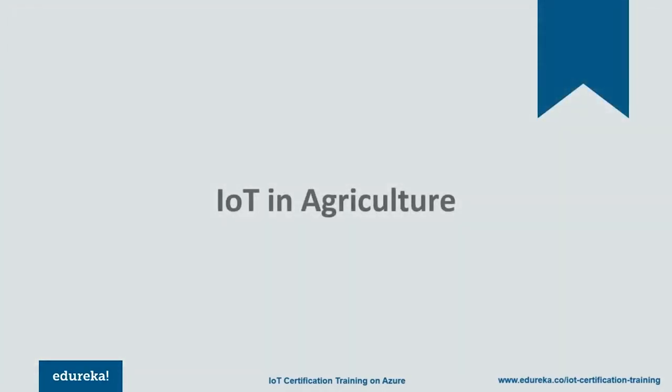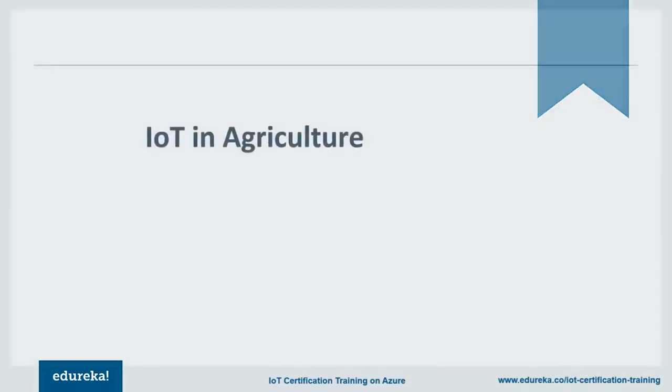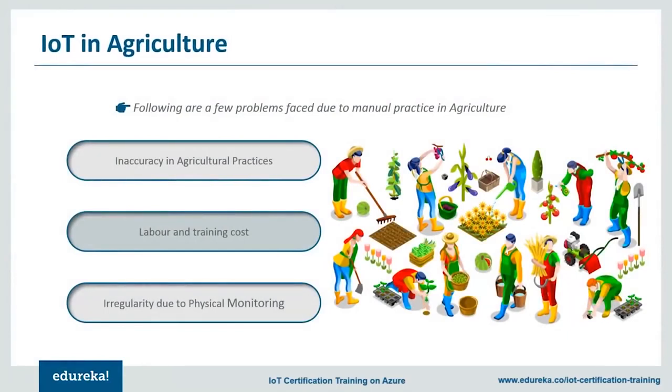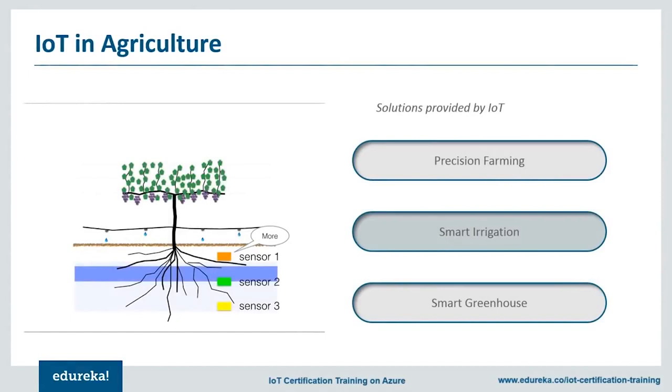So next we have a sector which is most neglected despite the importance it holds, that is agriculture. However, manual handling often results in loss of energy, labor cost, and other inaccuracies, which make all its processes less effective. Internet of Things here can provide a number of solutions. Precision farming, smart irrigation, and smart greenhouse are a few to name. The first two cases are pretty similar, as in both cases, there are sensors detecting various parameters at each level of the soil. We have moisture content, temperature, and weather conditions. One can tell the correct depth to sow the crops or the right time to water them.